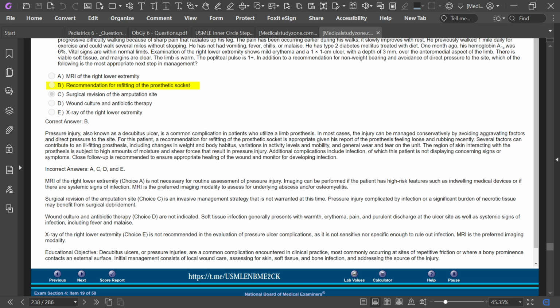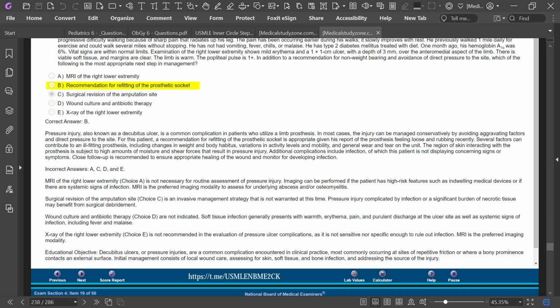The skin interacting with the prosthesis is subject to a high amount of moisture and shear forces that result in pressure injury. Additional complications include infection, of which this patient is not displaying concerning signs and symptoms. Close follow-up is recommended to ensure appropriate healing of the wound and to monitor for developing infection.